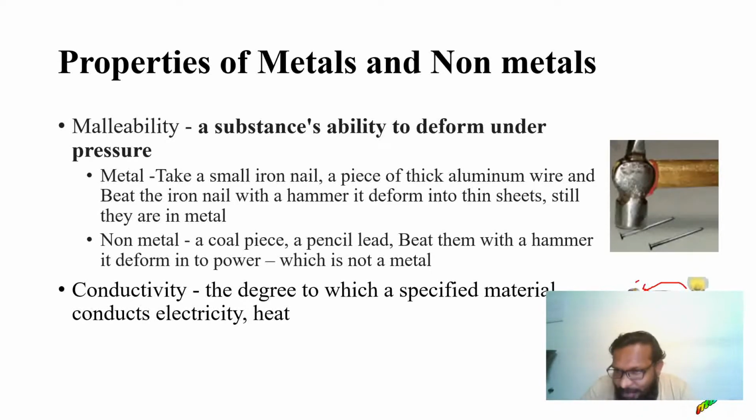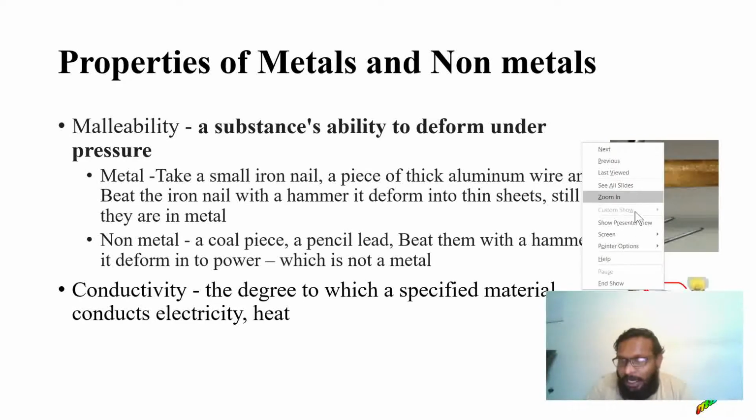But if this nail is replaced with something like charcoal or a piece of chalk, the chalk doesn't have a low ionization energy, so it doesn't have any free electrons and is not able to conduct the current. So metals have the property of conductivity, and non-metals don't. These are some of the properties of metals and non-metals. Metals have malleability, and non-metals are not malleable.